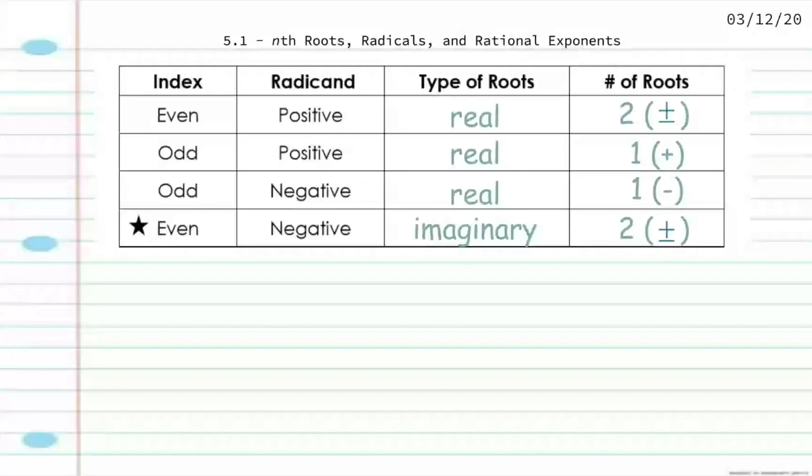And finally, this is the only case that you have an imaginary root. When you have an even index, so a square root or 4th root, but your radicand is negative, you will still get 2 answers. They'll be positive and negative, but they will be considered imaginary.